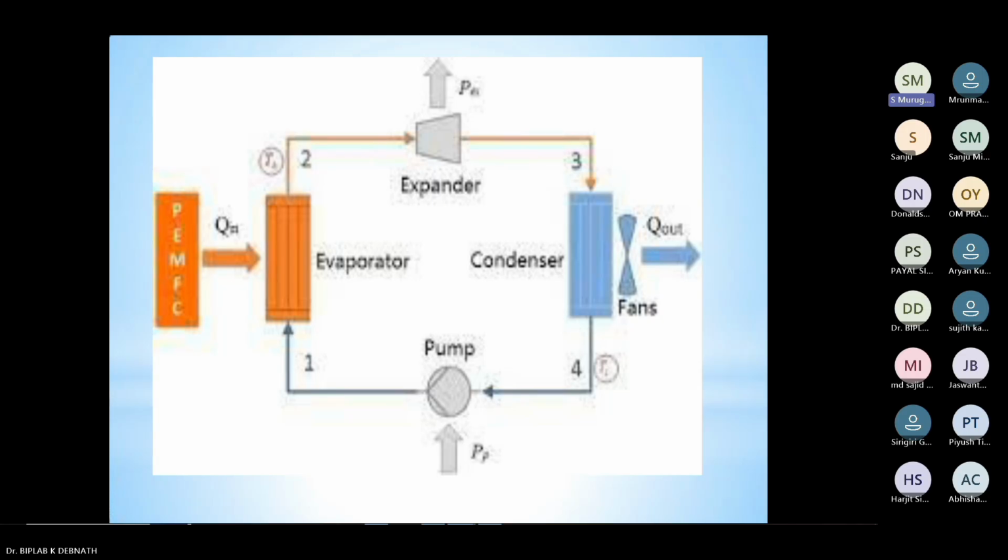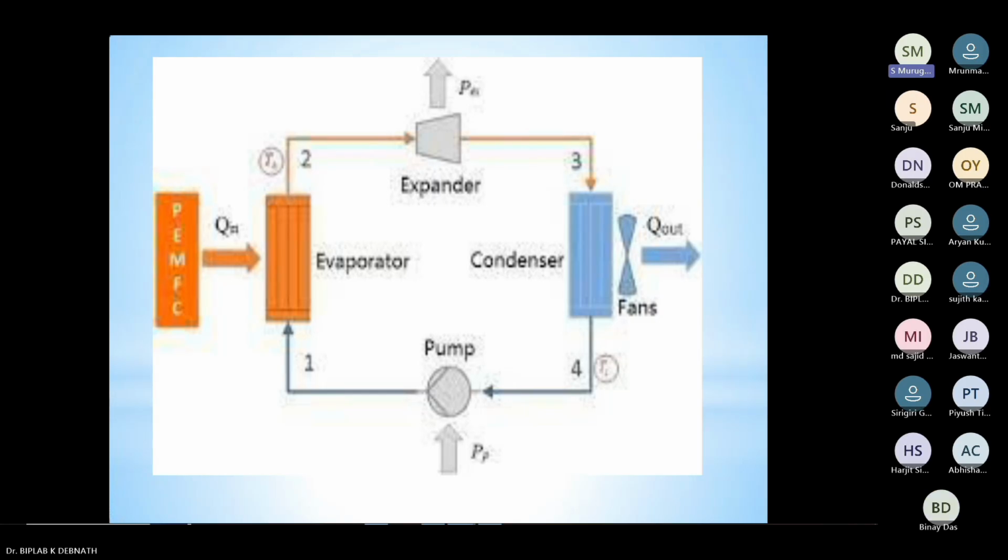Low boiling point refrigerant is used in the evaporator, that becomes vapor by absorbing the heat from the PMFC exit, and that vapor refrigerant is given to an expander. There you get a power output, that is shown, the power arrow mark at the top you can see. And of course, after expansion, the low temperature, low pressure vapor refrigerant is given to a condenser. There it is condensed. Then it will be sent back to the evaporator.